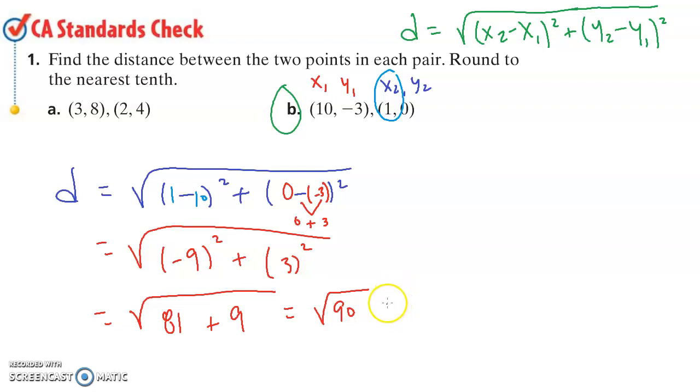Now 90 is not a perfect square. We're just going to round to the nearest tenth in this case. So the square root of 90 is in fact 9.5. So this whole thing is about 9.5. Makes sense to me.